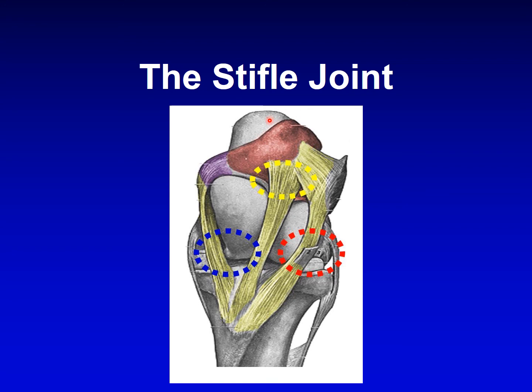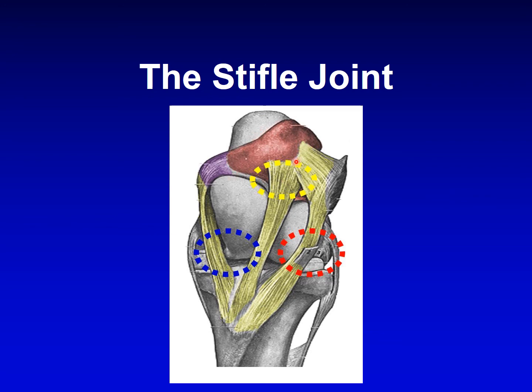This is the femur. This is the medial trochlea of the femur. This is the lateral trochlea of the femur. This is the tibia. And this is the patella right here. So the first joint is the femorotibial, and the second joint is the femoropatellary joint.